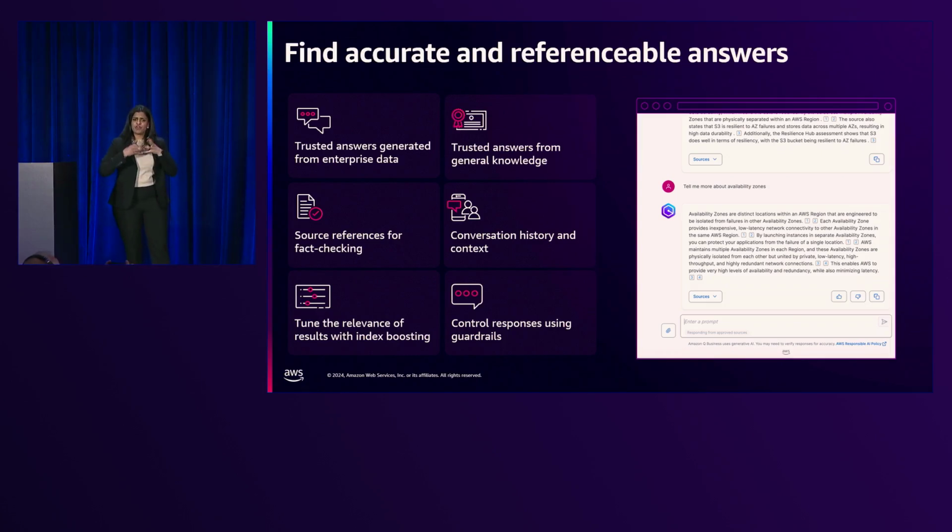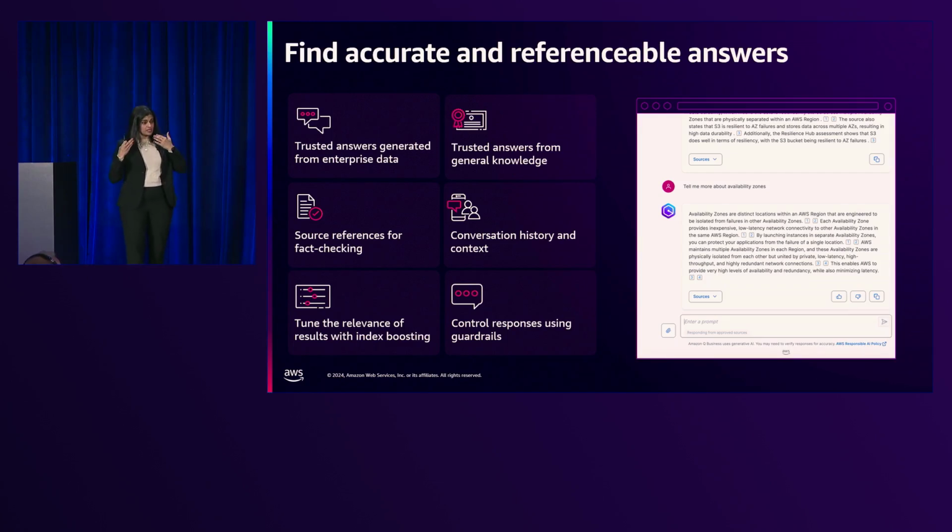Now let's go deeper into the next use case, or the next feature that Q Business provides, which is very search-centric. In search, from an end user perspective, all the user is trying to do is get accurate and referenceable answers to many of their questions. In Q Business, the end user can get answers directly from enterprise data, or they can get answers from the LLM's world knowledge, because you just want some general knowledge questions.